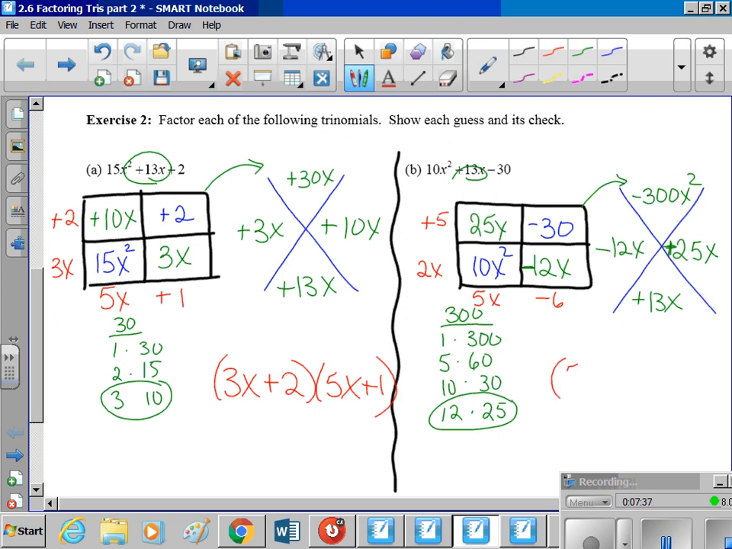So my answer is 5x minus 6 and 2x plus 5. Again, does not matter which order. Commutative property says it doesn't matter. You can have 2x plus 5 times 5x minus 6.